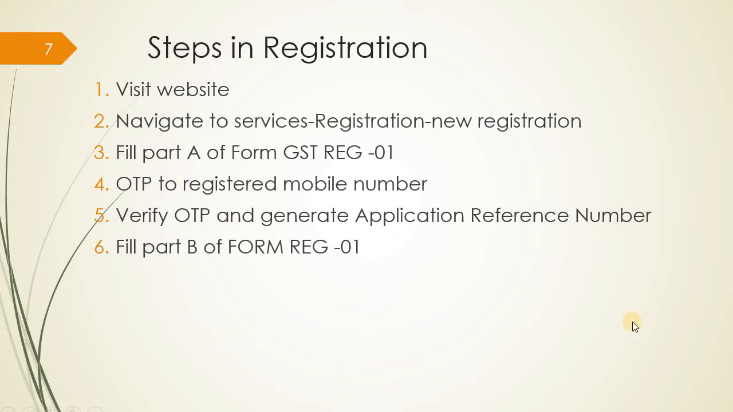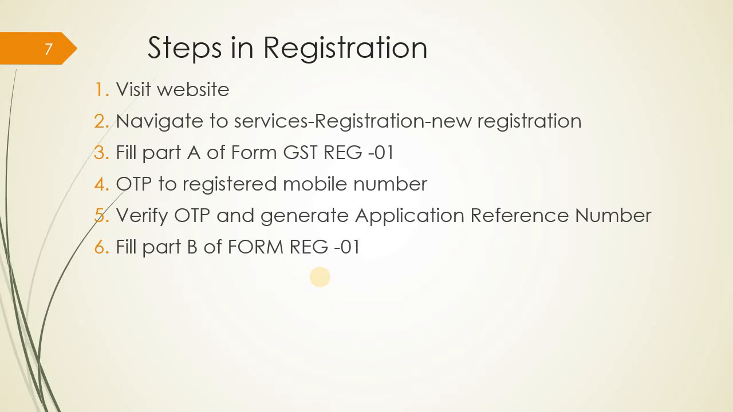Once again you have to log in, and then you are eligible to fill part B of the form registration 1. So what is part B of form registration 1? It contains some advanced details. For example, your trade name of business, constitution of business, name of the state, district in which your business is operating, then sector, ward, then commissionerate code, division code, range code, then whether applying for registration as a casual taxable person. All these questions will be asked.